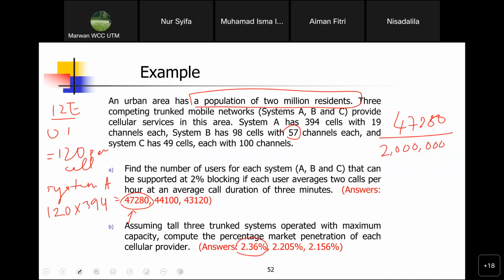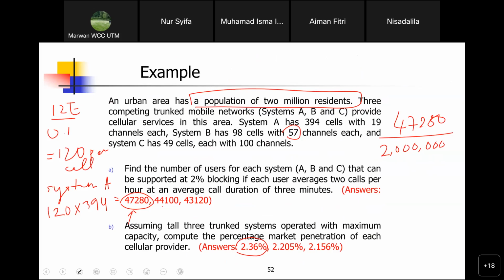So in order to capture more subscribers, you need to modify the system. Okay, so this is the example. This is the reason why I do it today, because this is mainly the example that will be used to guide your assignment. Your assignment is something like that.